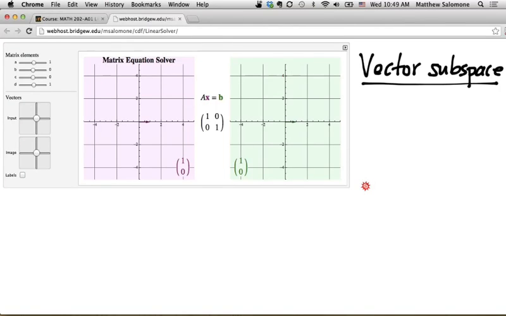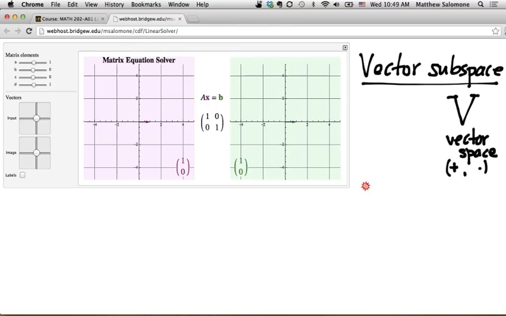So what is a vector subspace? A vector subspace starts with some vector space, so some set which has an addition and a scalar multiplication defined on it that satisfies all 10 of those axioms that we were looking at before. In particular, we have to be able to add two vectors and get another vector, and we have to be able to multiply vectors by scalars and get other vectors. And so that's a part of this vector space.